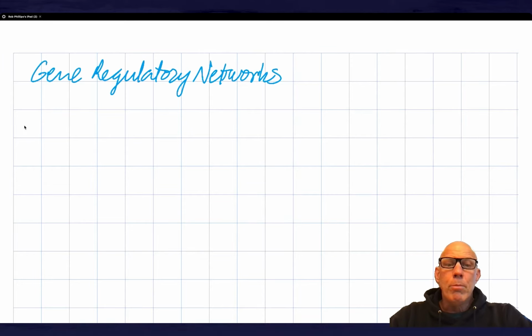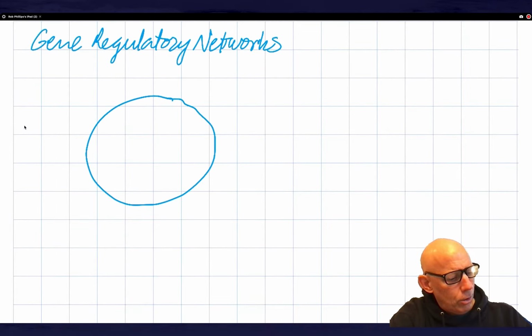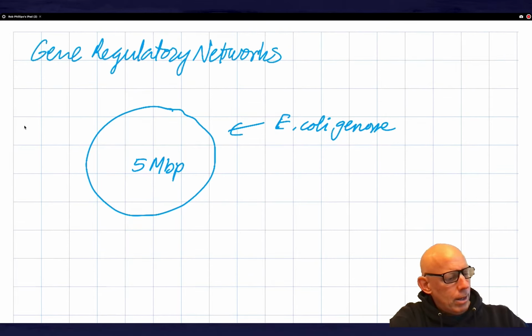So this very brief vignette is intended to introduce the idea of gene regulatory networks from bacteria to humans. And the idea is relatively simple, at least in conception. If you take the E. coli genome, first of all, it's a circle of around 5 megabase pairs. So I'm just making a schematic of the E. coli genome.